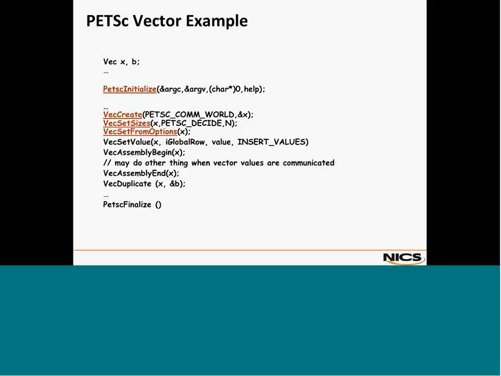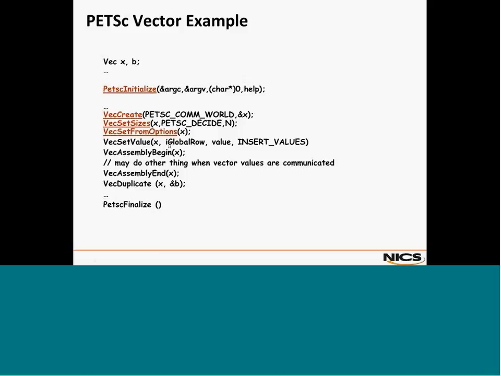So here's an example. To create is pretty simple, you just call create, and you give it the communication context. In this case, it's PETSC_COMM_WORLD, similar to MPI_COMM_WORLD, but really you should use PETSC_COMM_WORLD because PETSc has its own communication context. And here I decide the local size, and PETSc will tell me what the global size of the vector is.